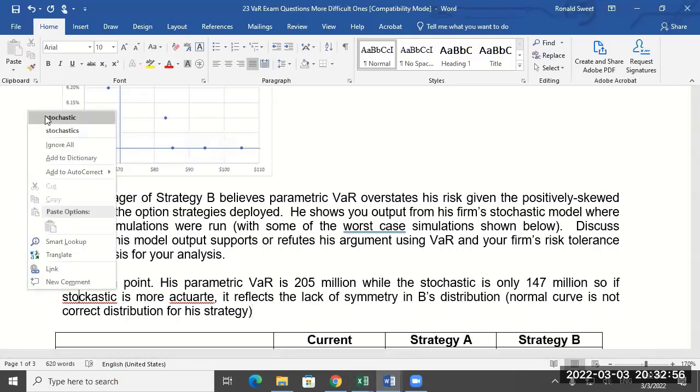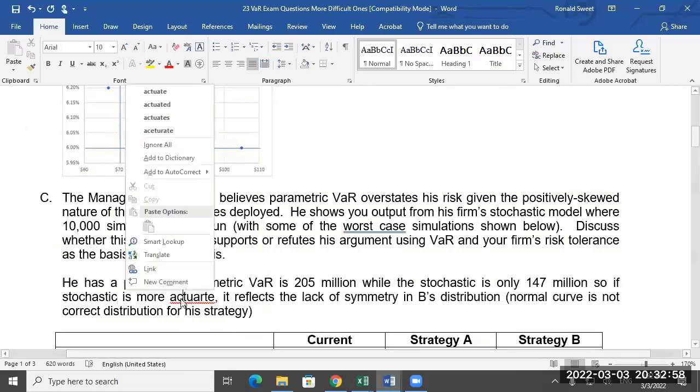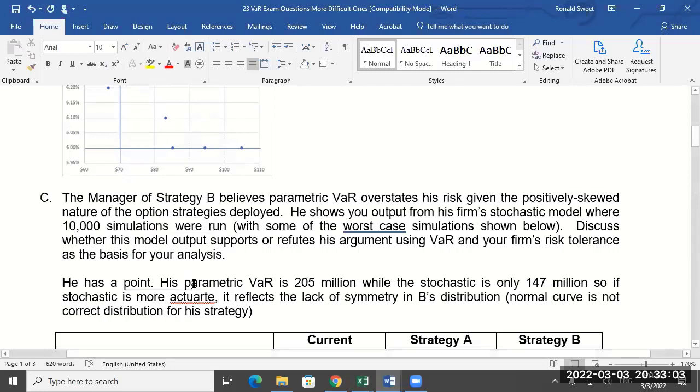I haven't spelled anything right here. Wow. Now I can't even think how to spell accurate. Does that look better? Right.